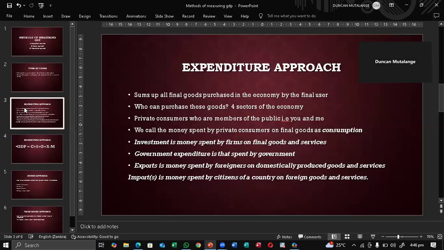Now, the money that consumers, you and me, use on final goods and services. So, for example, I go and purchase Coca-Cola, I drink it right now.